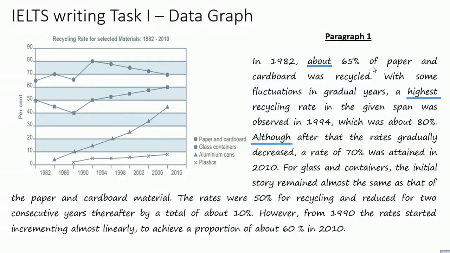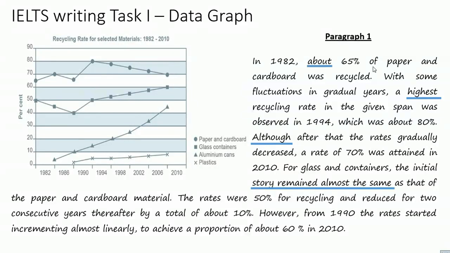Proceeding further, although after that the rates gradually decreased, a rate of 70% was attained in 2010. Now I have used the word although, and it is very important that we make use of such words. It is a good practice to use words such as although, however, as it gives a good flow to your writing and a feeling of cohesion is being developed. So, although after that the rates gradually decreased, a rate of 70% was attained in 2010.